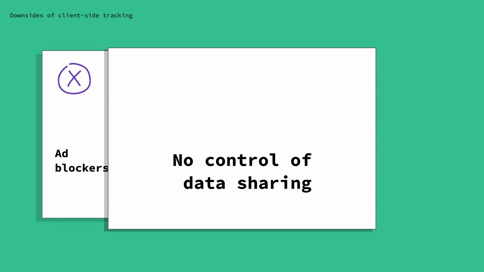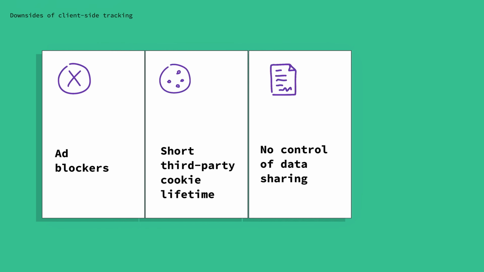No control of data sharing. When using client-side tracking, ad and analytics platforms can access all the user data sent to them. This lack of control can result in privacy concerns, as you can't fully control how vendors use and store that information.